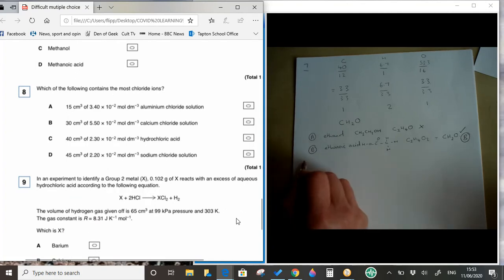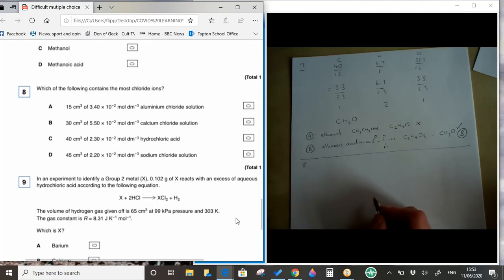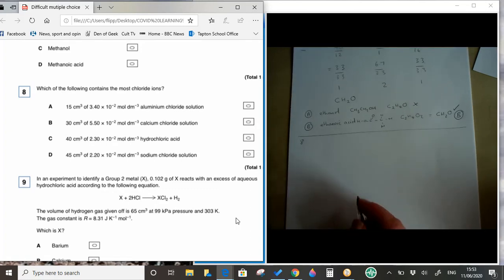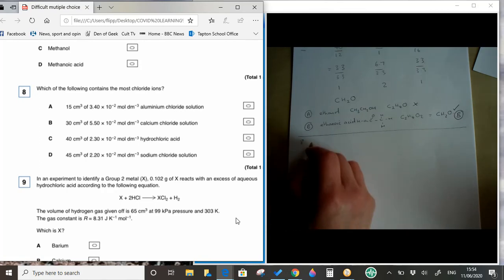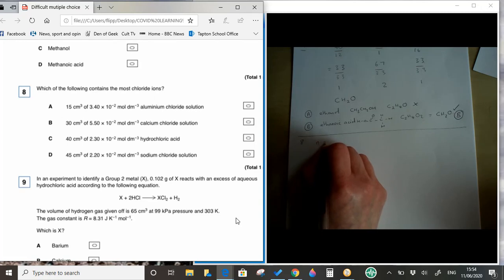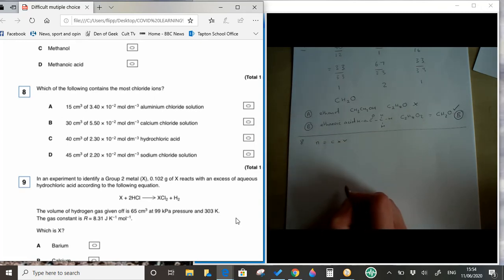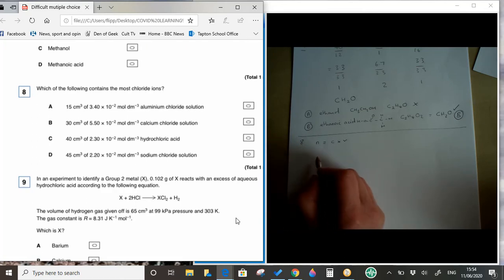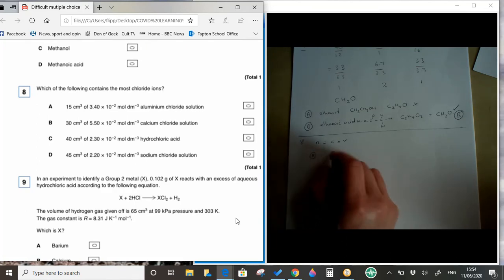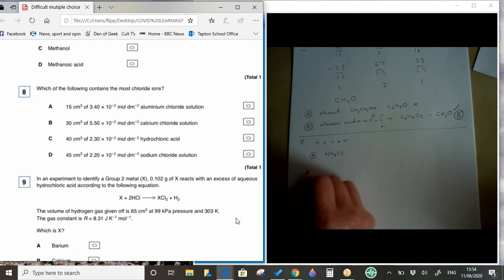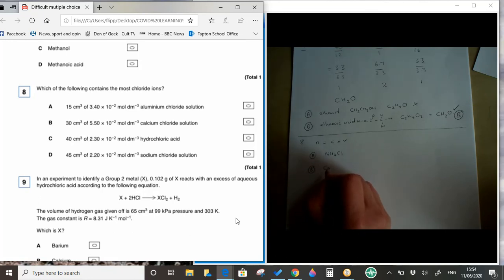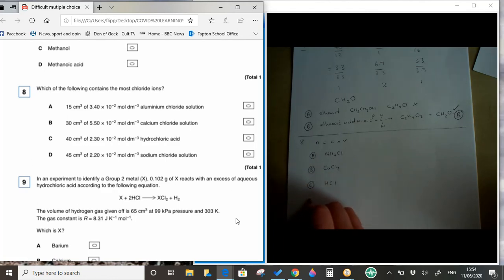Right, 8. This is quite a tricky question. So if we look at 8, it wants to know which has got the most chloride ions. And what I need for this, I need to remember number of moles is concentration times volume. So I've got to look at all of these, and first of all I need to write out what the formulas are. So A, ammonium chloride is NH4Cl. Calcium chloride, so I've got to remember here that calcium's in group 2, so the formula of that's going to be CaCl2. C, the hydrochloric acid is HCl. And D, sodium chloride, sodium's in group 1, so it's just NaCl.